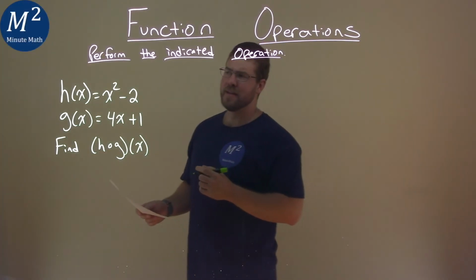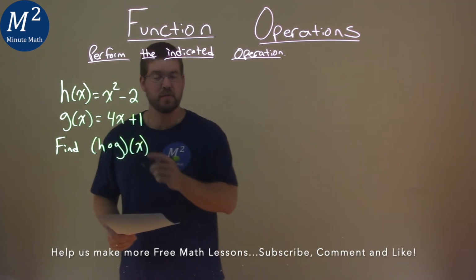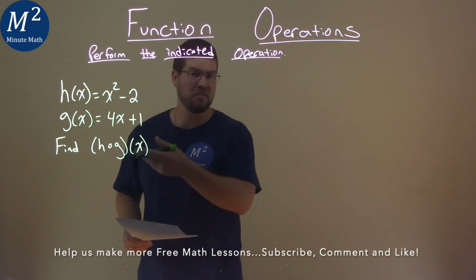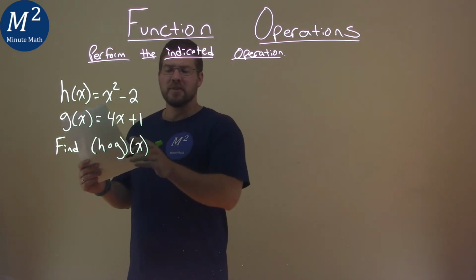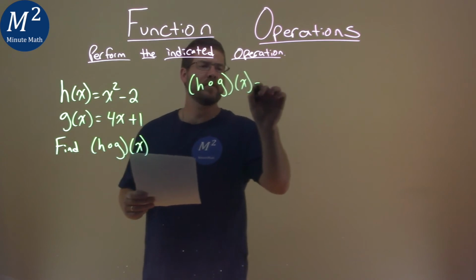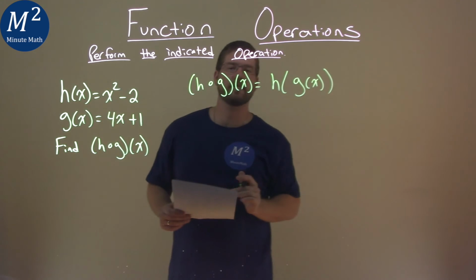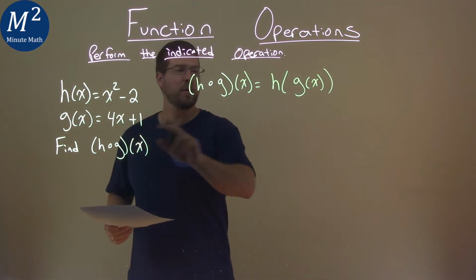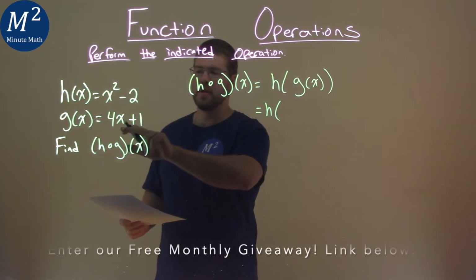We're given this problem right here. H of x equals x squared minus 2. G of x is equal to 4x plus 1. And we need to find h of g of x, or hog of x. Bad pun. So what is h of g of x? Well, you might see it like this, but sometimes it's a little easier to see it like this. H of g of x. And now it's pretty simple. We take our g of x right here, and we're going to plug it into that spot. So we have h of g of x, which we know is 4x plus 1.